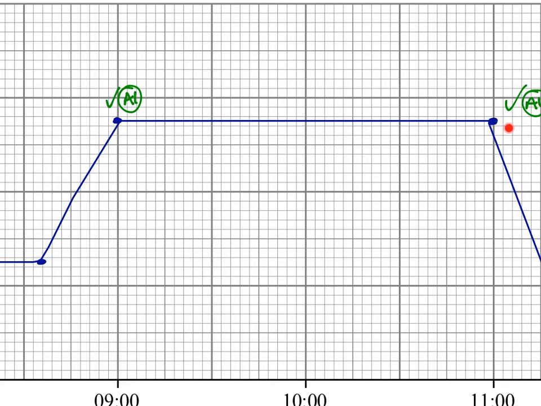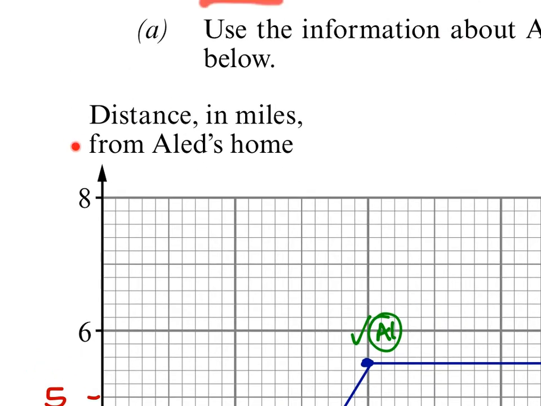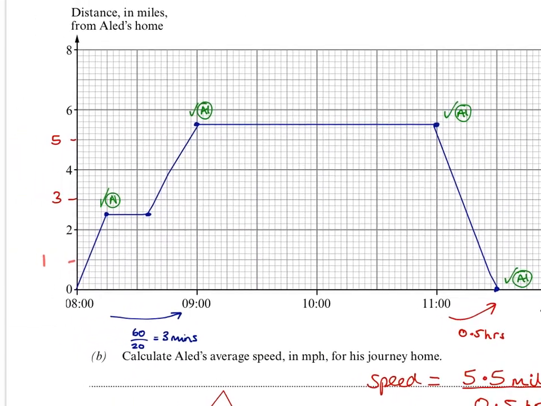Okay? But then what happens at 11 is he finishes at the gym and he goes home. And he gets home by 11:30. So going back to this axis, in terms of his distance from his own house, as he's going back home, obviously he's going to be getting closer and closer and closer to his house. So your final graph should look something like that, where you get back at home at 11:30, and then you're no miles from your house because you're back at your house.